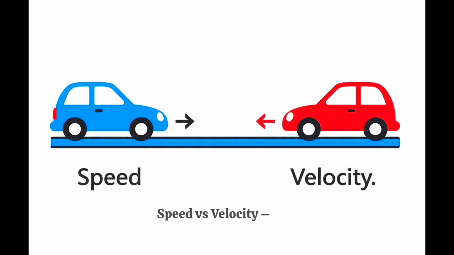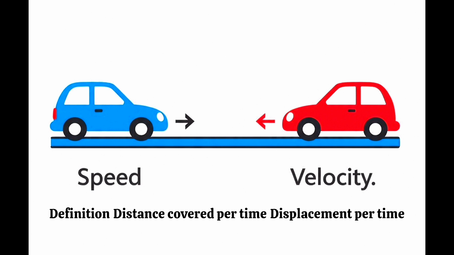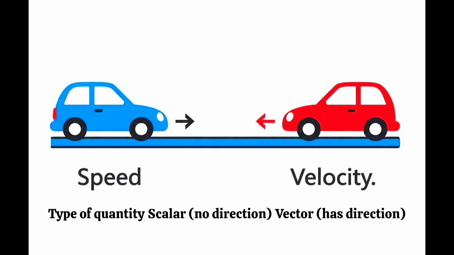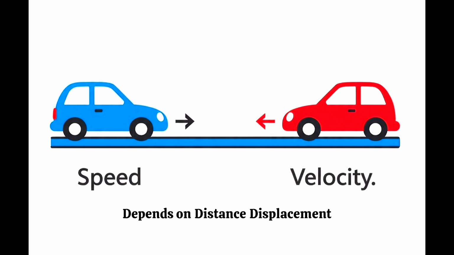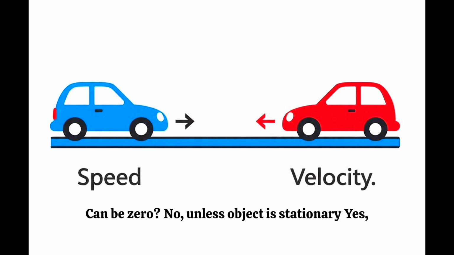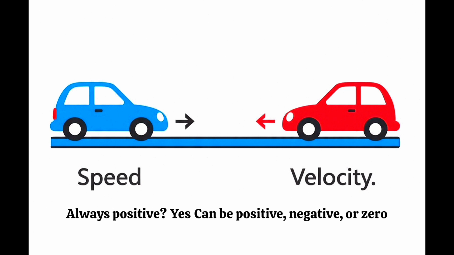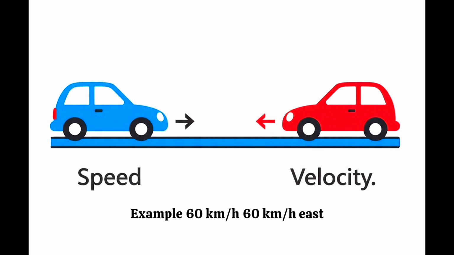Chapter 4. Speed versus velocity. Main differences. Feature: speed, velocity. Definition: distance covered per time, displacement per time. Type of quantity: speed is scalar, no direction; velocity is a vector, has direction. Depends on: distance, displacement. Can be 0? Speed: no, unless the object is stationary; velocity: yes, if the object returns to the starting point. Always positive? Speed: yes; velocity can be positive, negative, or 0. Example: 60 kilometers per hour, 60 kilometers per hour east.